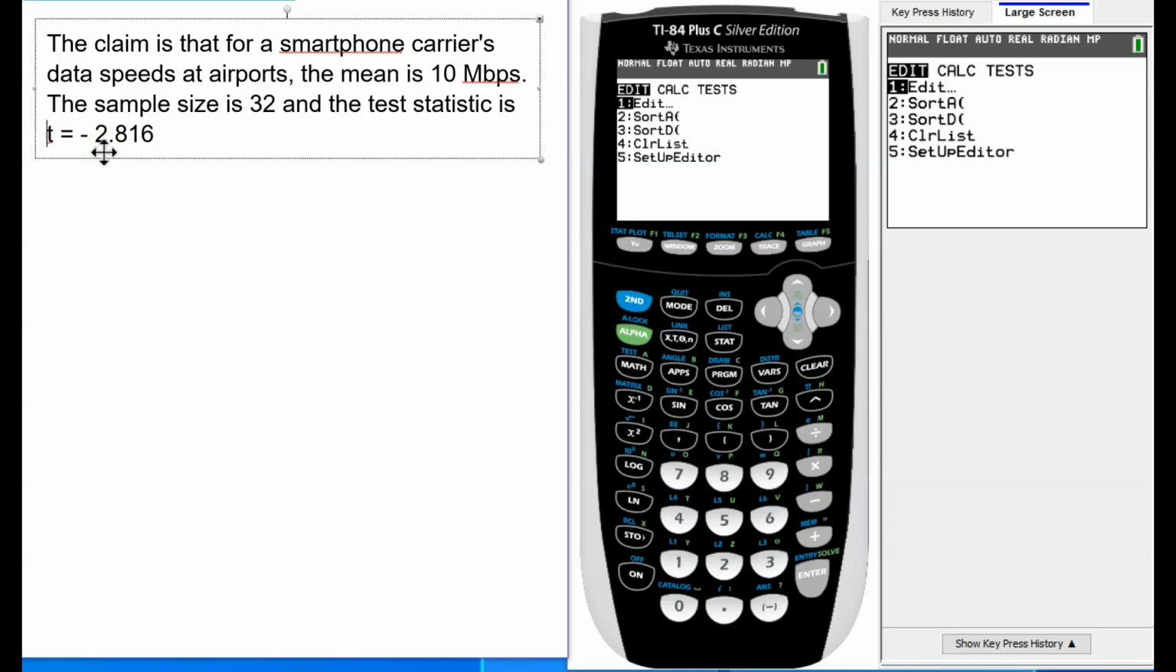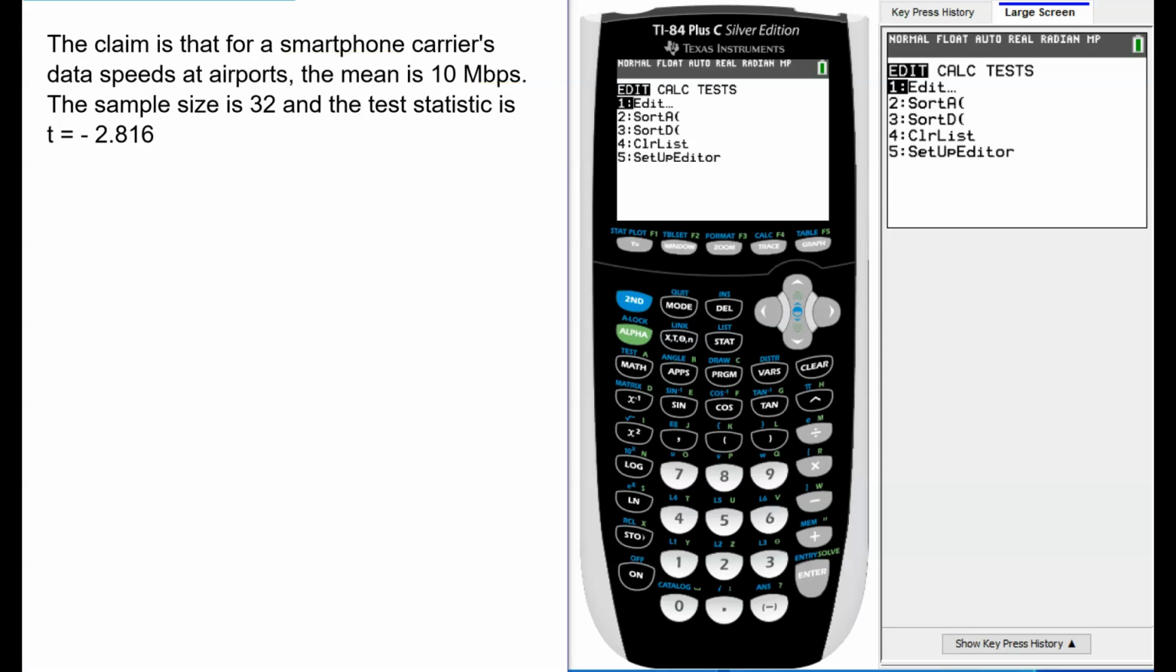For a left-tailed test, the p-value is the area on the left of the test statistic. For a right-tailed test, the p-value is the area to the right of the test statistic. And for a two-tailed test, the p-value is twice the area in the tail beyond the test statistic.